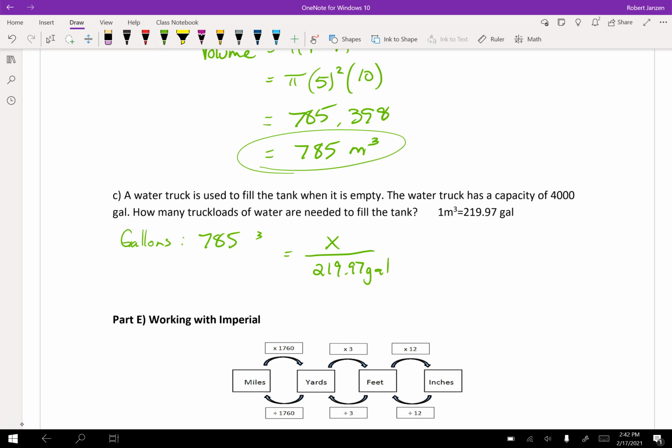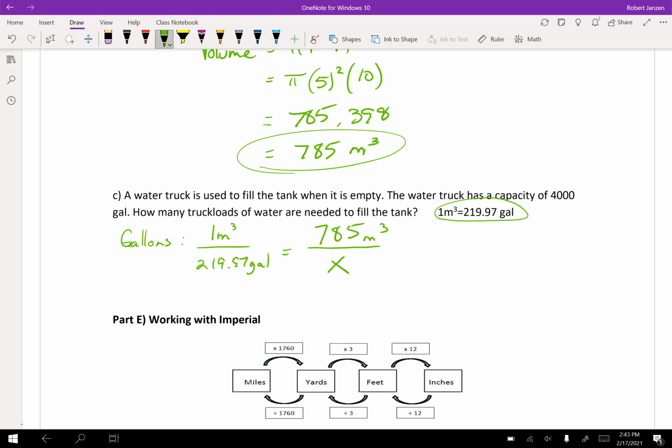Now maybe that doesn't make sense to you. Maybe you remember doing this in grade 10. Well, let's just compare 1 meter cubed to 219.97 gallons. There's our comparison that we're given. And now what we want to do is figure out, well, what are we figuring out? We're figuring out how many gallons is 785 meters cubed.